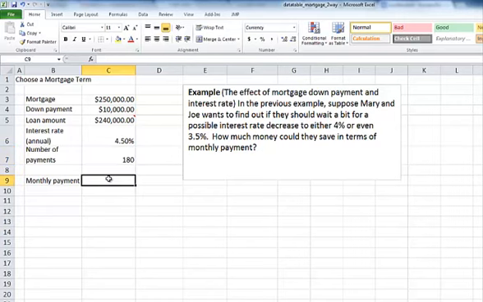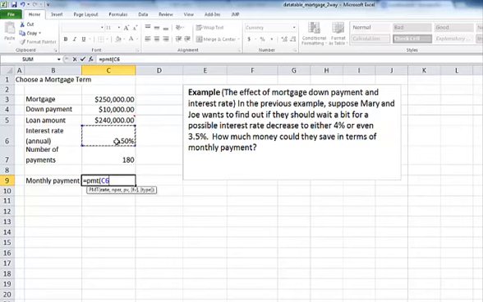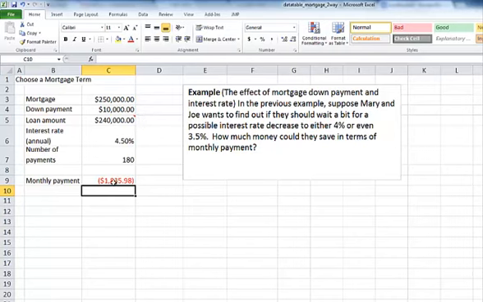To calculate monthly payment, if you recall, we use payment function. Now, we convert the annual rate into a monthly rate by dividing the annual rate with 12. Number of payments is in C7. The present value, that is the amount of the loan. And that's it. All the others are optional. So now we know monthly payment given the down payment of $10,000 and annual interest rate of 4.5%.